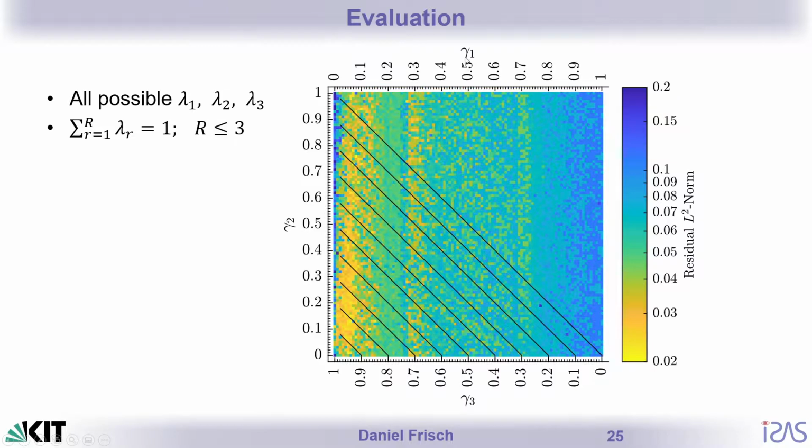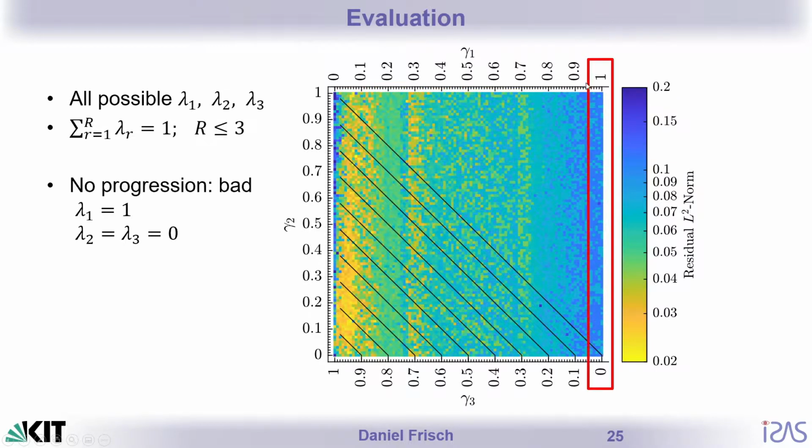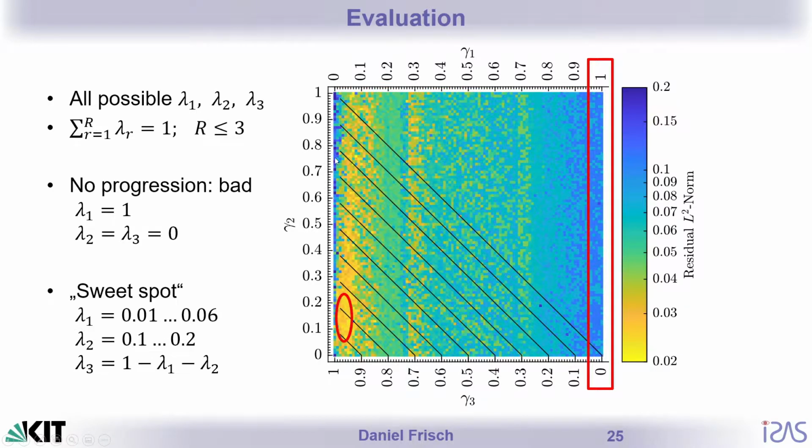And for example, when we select the first likelihood exponent to 1, that means that we don't use the flattened likelihood, we don't use the progressive update, then the result is pretty bad. Instead, the sweet spot is around here, when we select the first likelihood exponent very, very small, the second likelihood exponent around 0.1, 0.2, and cover the rest with the third likelihood exponent.